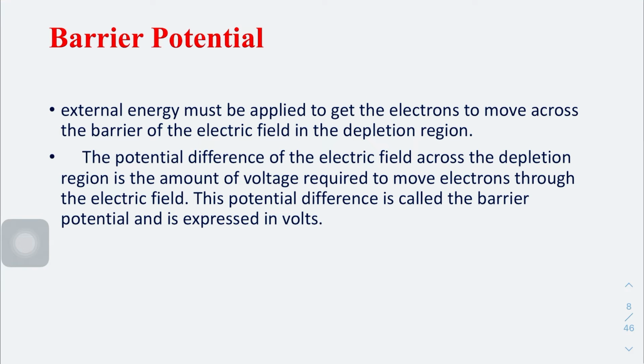The potential barrier, or the potential difference of the electric field across the depletion region, is the amount of voltage required to move an electron through the electric field. This potential difference is called the barrier potential. It means that we have a barrier against the moving of electrons from the n side to the p side, and also against moving holes from the p side to the n side.